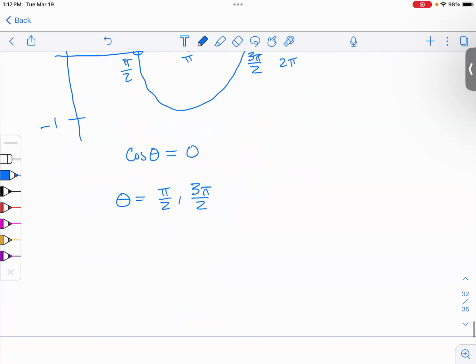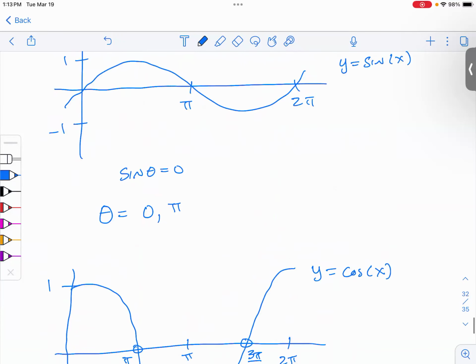All right, so putting that all together. Theta equals 0, pi/2, pi, and then 3 pi/2. So all those solutions. Now, here's the big problem with our approach here.